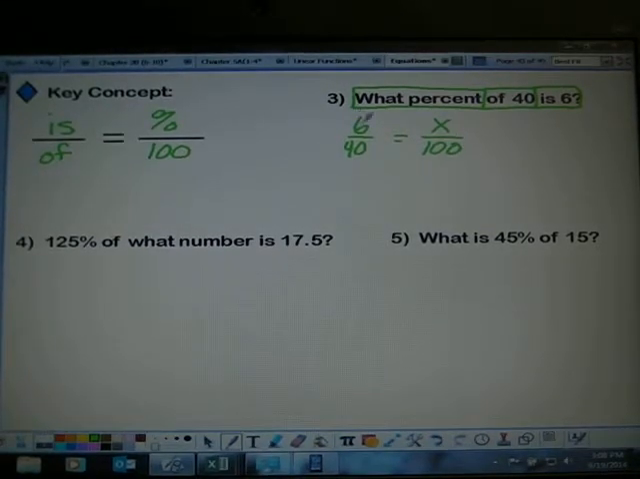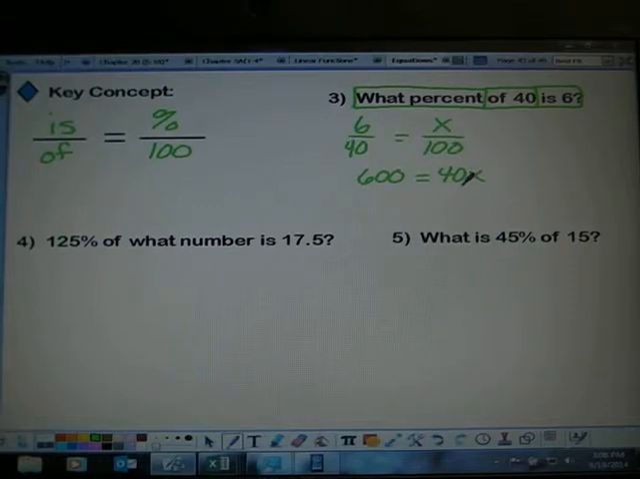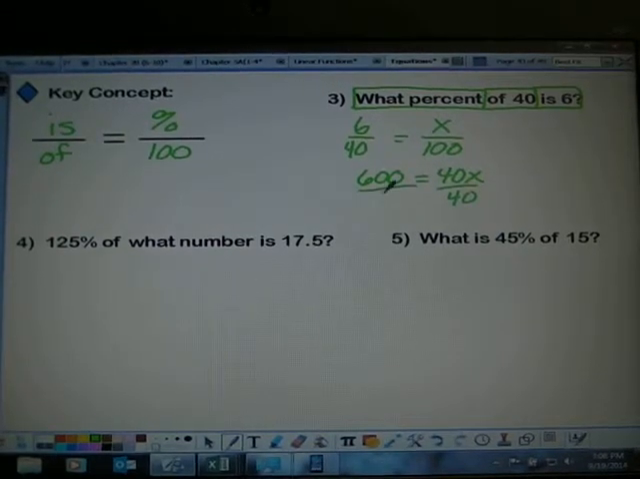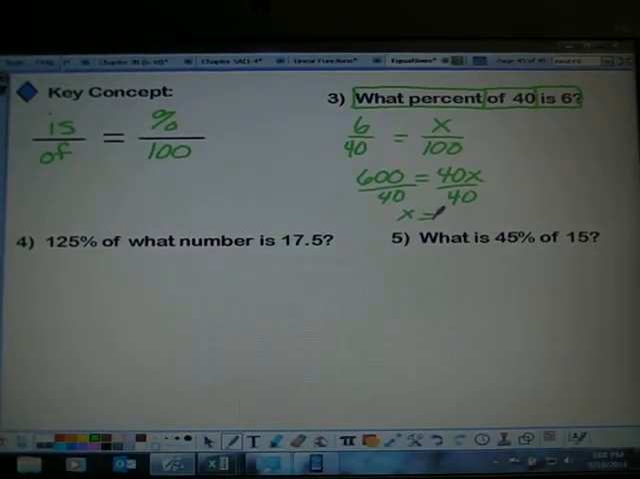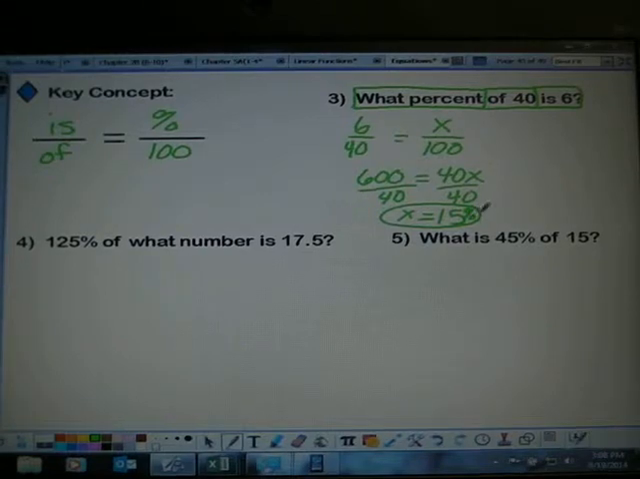From there, you're going to use the cross product property, or in other words, cross multiplying. 6 times 100 is 600. 40 times X is 40X. Divide both sides by 40. And X equals 15. Now, because this question asks what percent, we should put 15%.